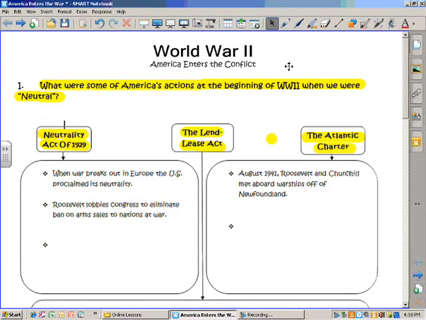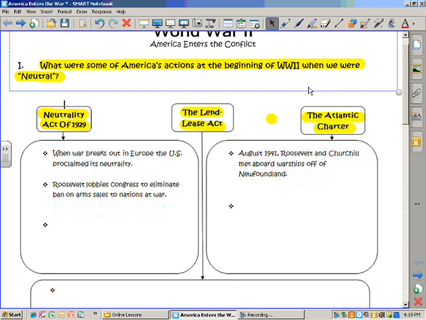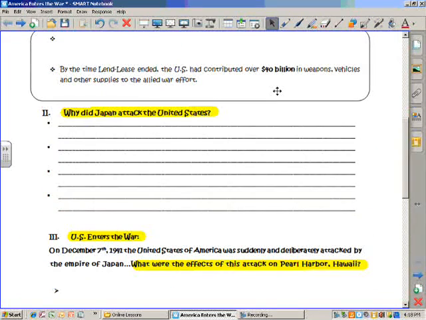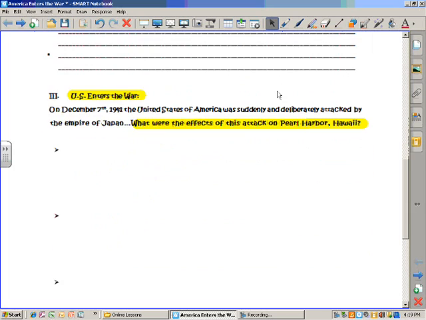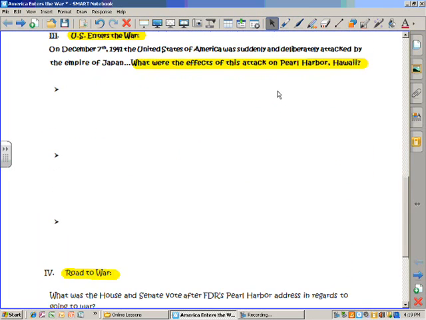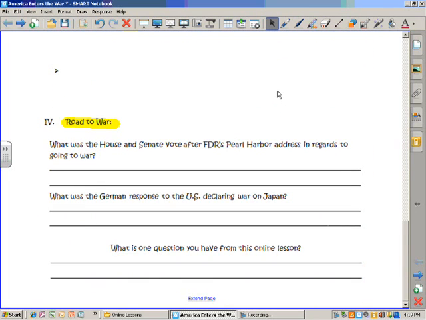So, very quickly, we've talked about what were some of America's actions at the beginning of World War II when we were supposedly neutral. Why did Japan attack the United States? The U.S. entering the war, including the attack on Pearl Harbor and our road to war. Next time when we come back, we will be looking at life on the home front. And what was it like for people who maybe weren't involved with the fighting, but they were involved in the war effort itself.